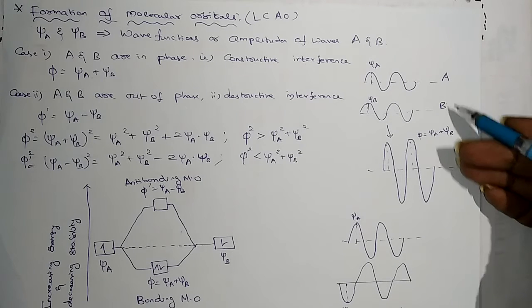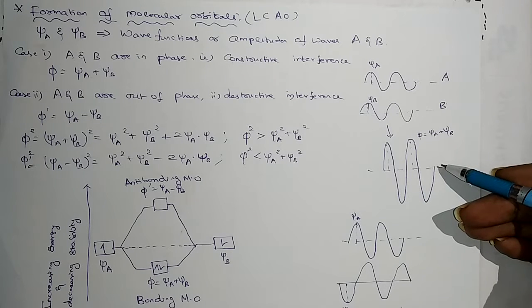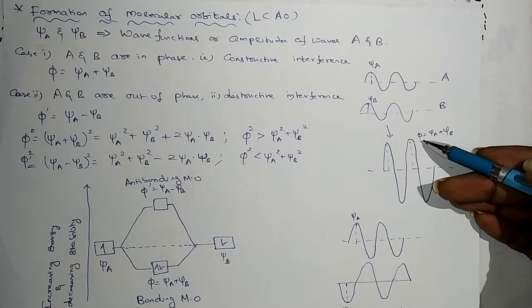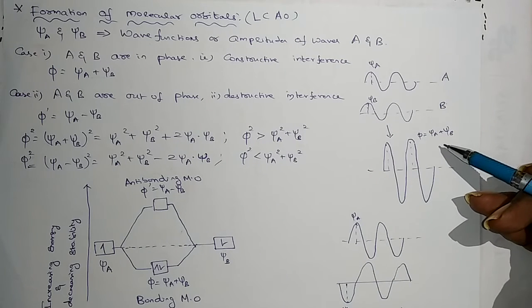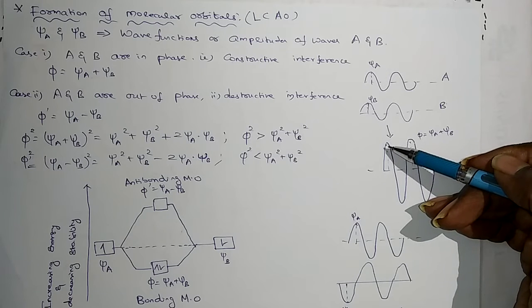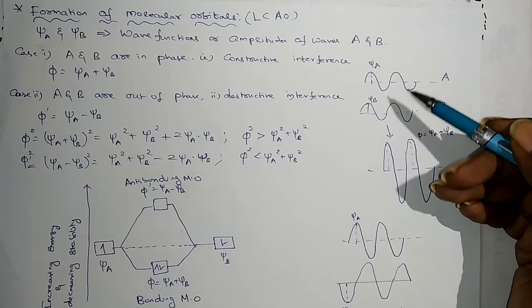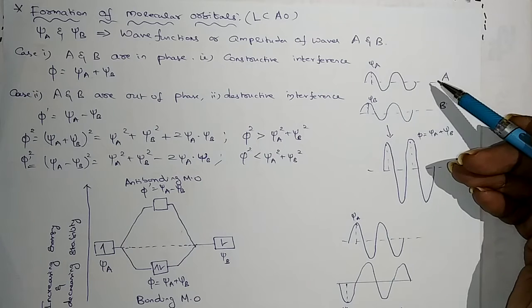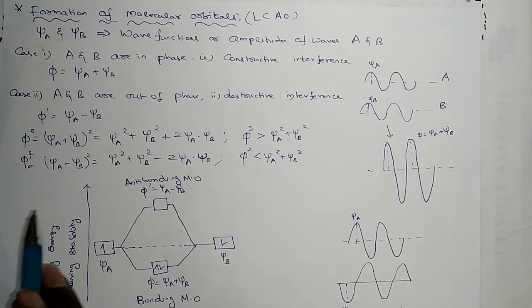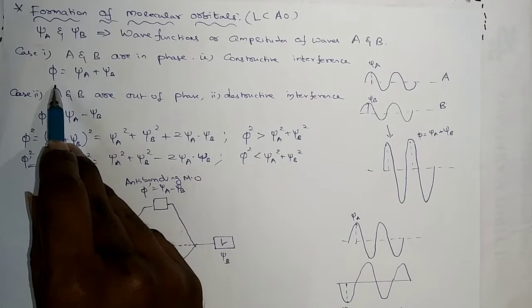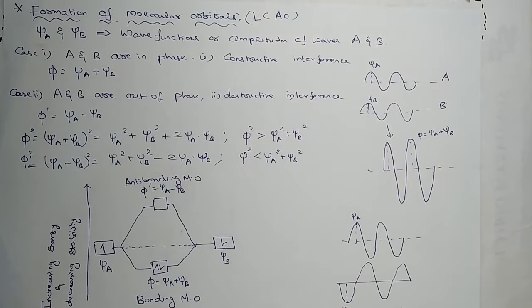When these waves are combined, the resultant wave has the amplitude phi equal to psi A plus psi B. The amplitude of the new wave is more than the amplitude of waves A and B. Therefore, in this case, the amplitude of the new wave is phi equal to psi A plus psi B.